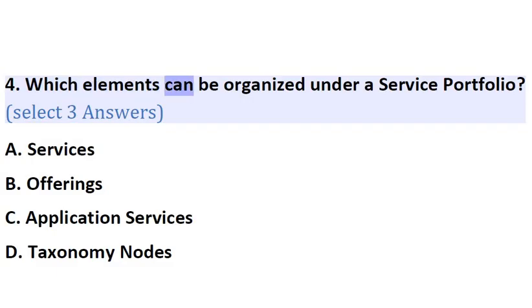4. Which elements can be organized under a service portfolio? Select 3 answers. A. Services. B. Offerings. C. Application services. D. Taxonomy nodes. Answer: A, B and D.